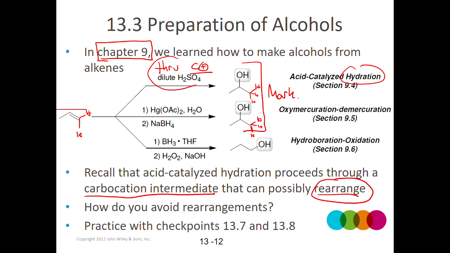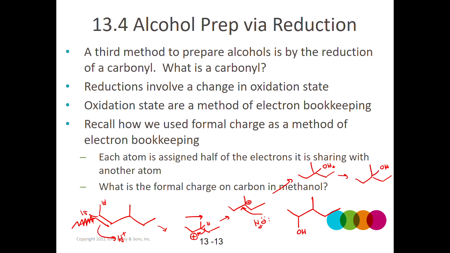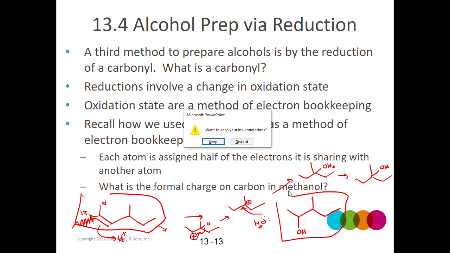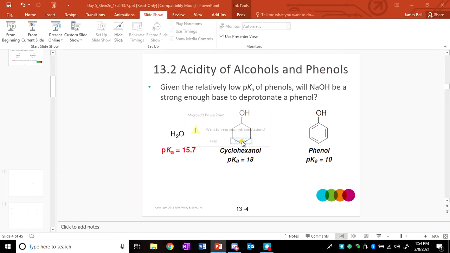The dilute sulfuric acid goes through a carbocation intermediate, as we just showed, and that could potentially rearrange and not give you the OH where you wanted it. So that's why this set of conditions is an alternative. If you want to make sure that you go from this reactant to this product, the oxymercuration demercuration reaction can do that without producing rearrangement product.